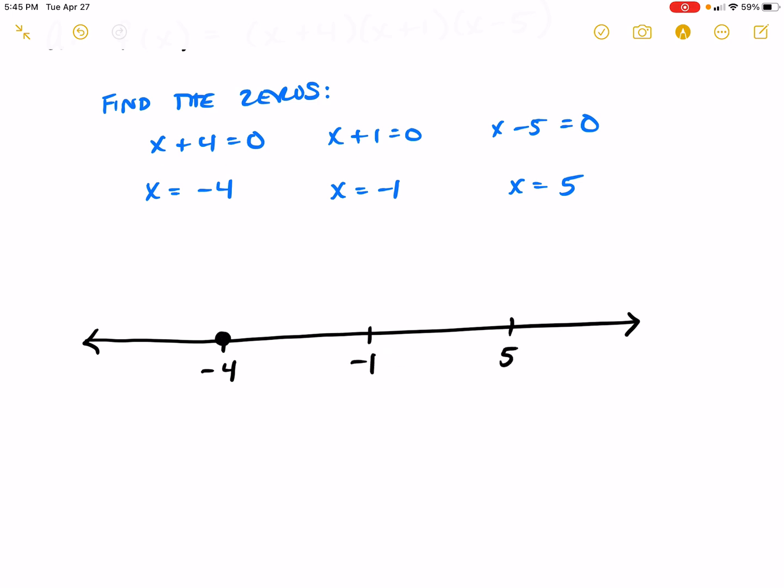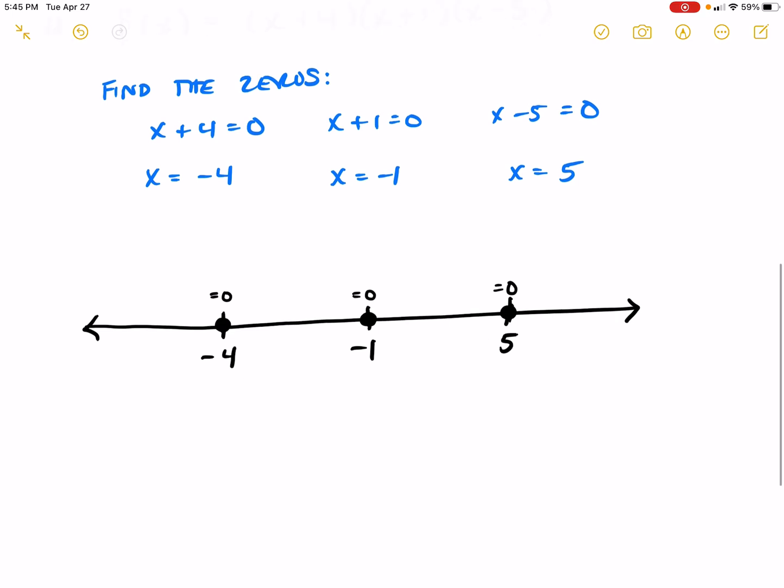I'm going to use closed circles on all of these because this is where the function is equal to 0. This is basically where the function is going to cross the x-axis, which is why they're the zeros. So for part A, I would say the answer is -4, -1, and 5. But we'll come back to that.